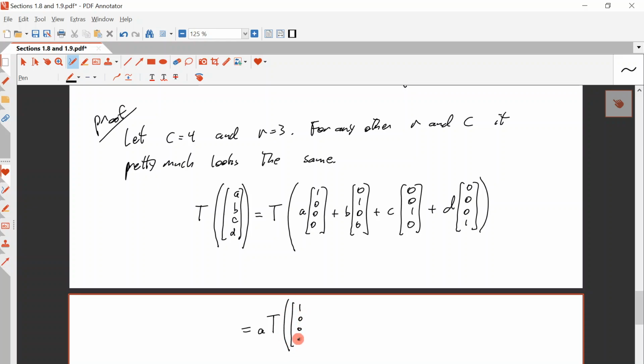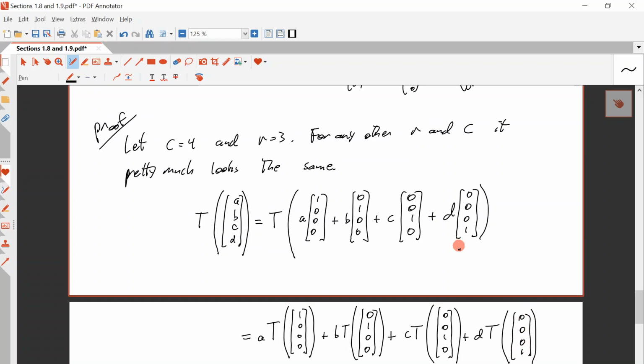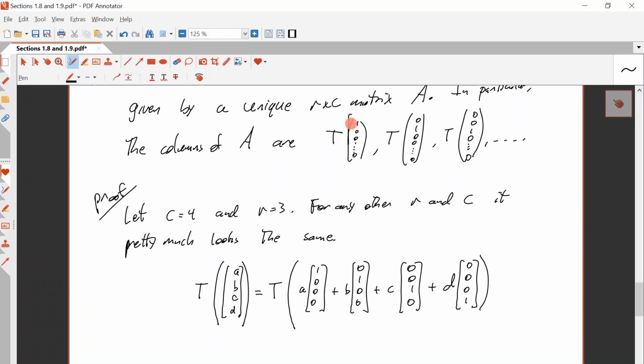So it's a times T of 1, 0, 0, 0, plus b times T of 0, 1, 0, 0, plus c times T of 0, 0, 1, 0, plus d times T of 0, 0, 0, 1. So I'm putting both parentheses there. I probably should have done it here too.